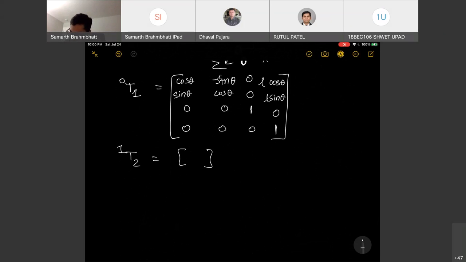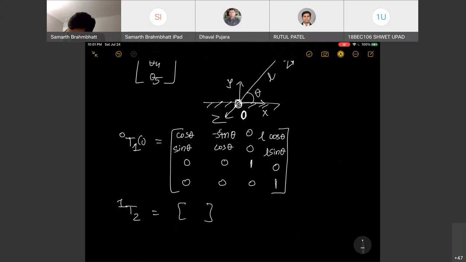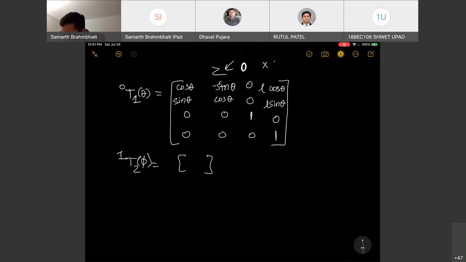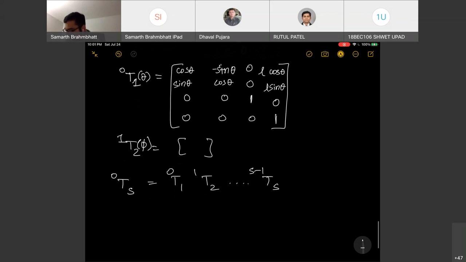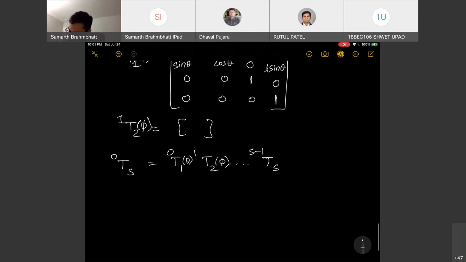So this whole matrix is a function of theta, and this whole matrix is a function of phi. Finally, you will have one big matrix. Let's say the final system S for screwdriver with respect to my base is going to be T01 times T12 up to TS minus 1 to TS. This one is a function of theta, this one is a function of phi, and all the various joint angles. So ultimately, this thing becomes a function of theta, phi, whatever, all the S joint angles.